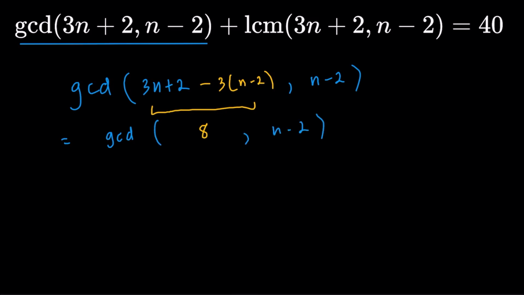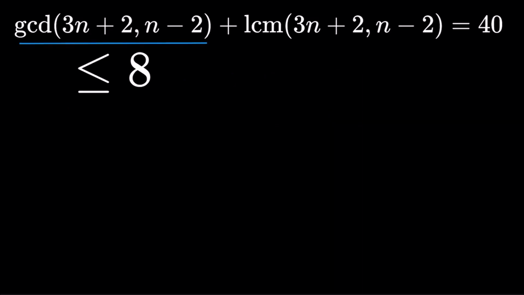Now, the reason why I want to subtract 3 times n minus 2 is that I want to reach something constant, in this case, an 8. Because with this, we can say that the GCD of 8 and whatever this number is, certainly it's going to be less than or equal to 8, because the greatest common divisor cannot exceed 8 in this case. So there we go. We have the upper bound for the first term, the GCD, to be 8.